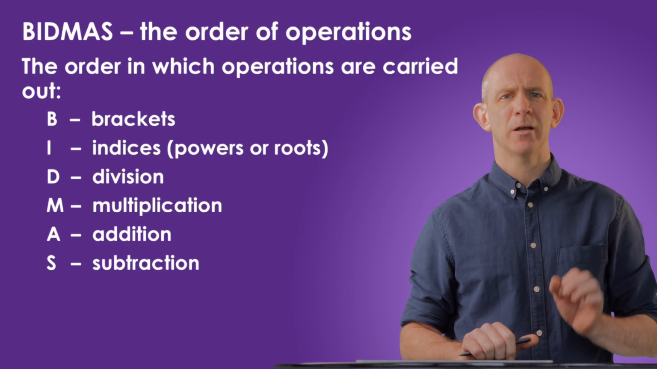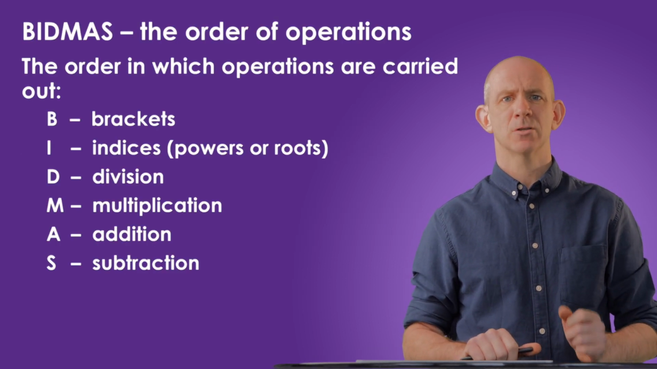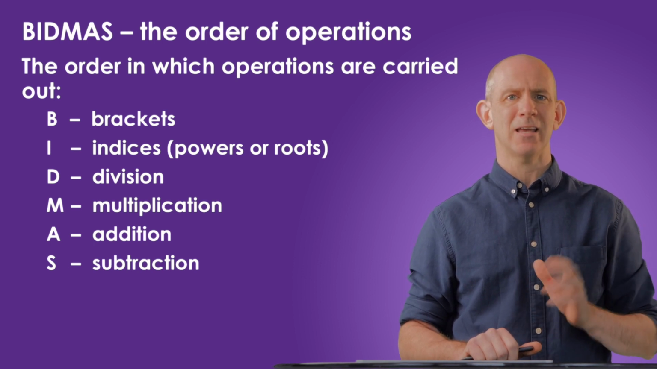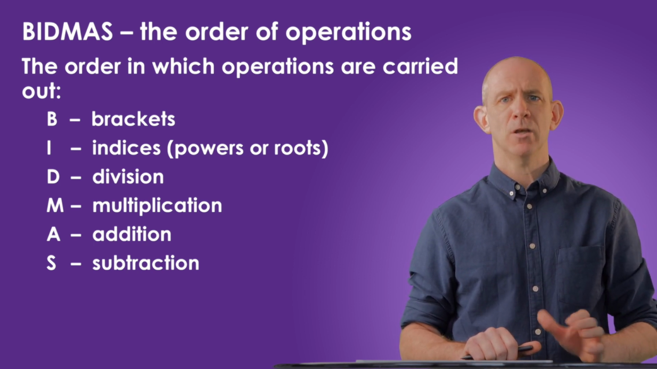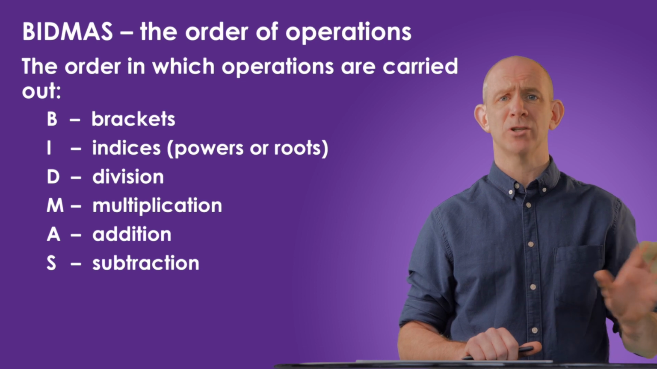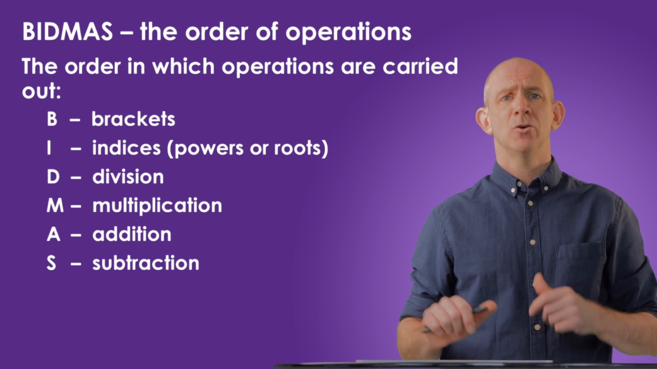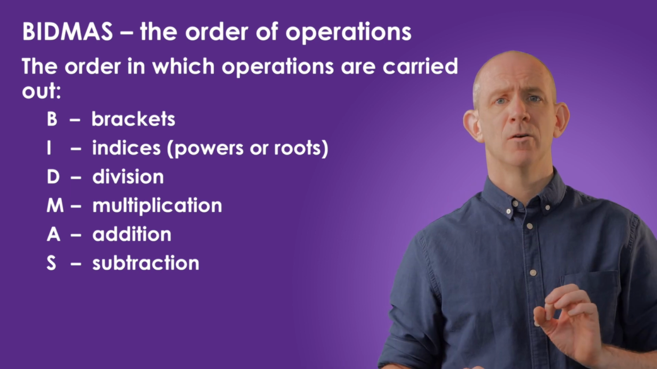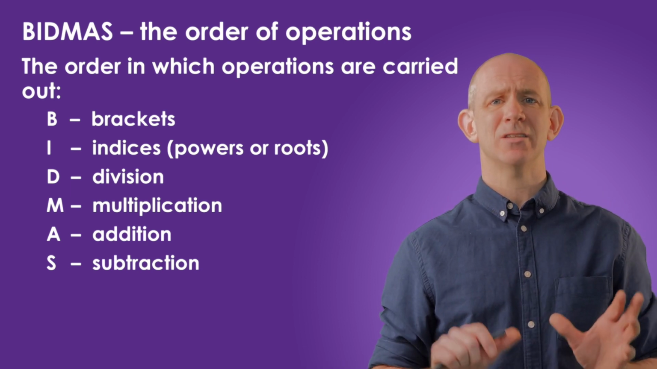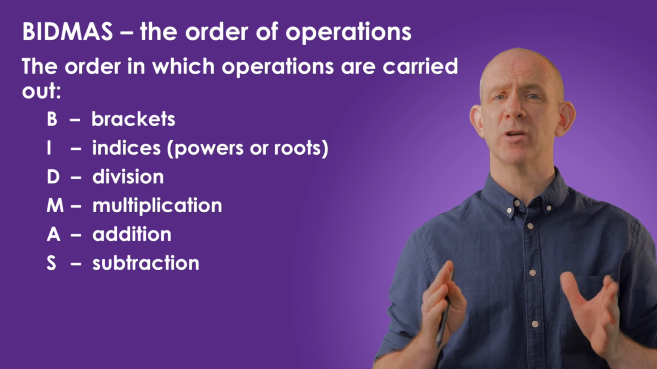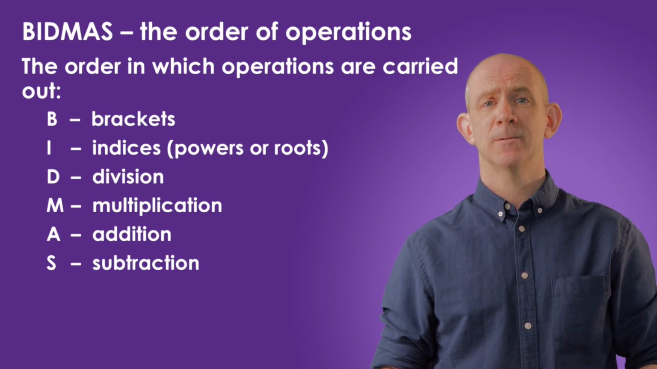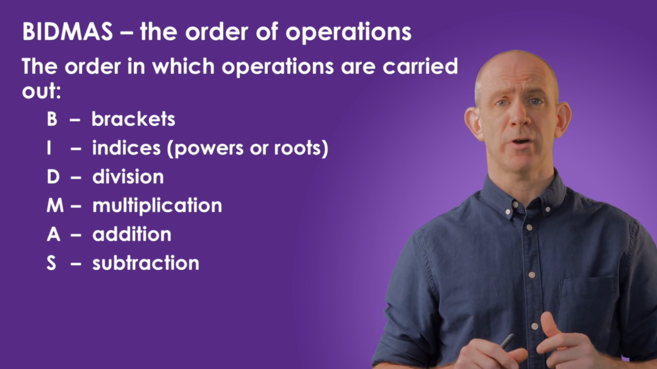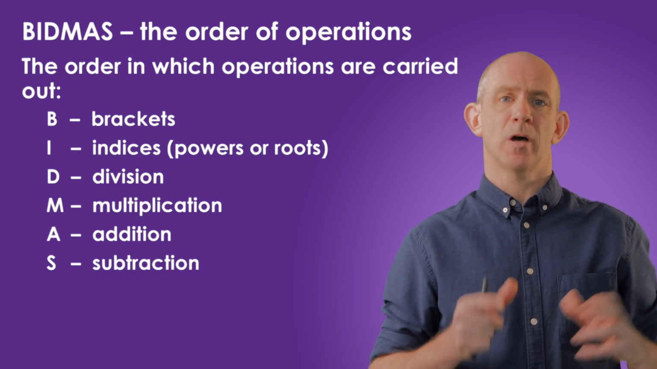Let's make a start by looking at what we call BIDMAS. So this is the order in which we complete any mathematical operation. When we have more than one operation happening in an equation, we need to organise them into which operation comes first. Firstly, we calculate anything that's in brackets. No matter what that operation is, it should be done first. If there's more than one operation in the brackets, then the other BIDMAS rules apply to that.